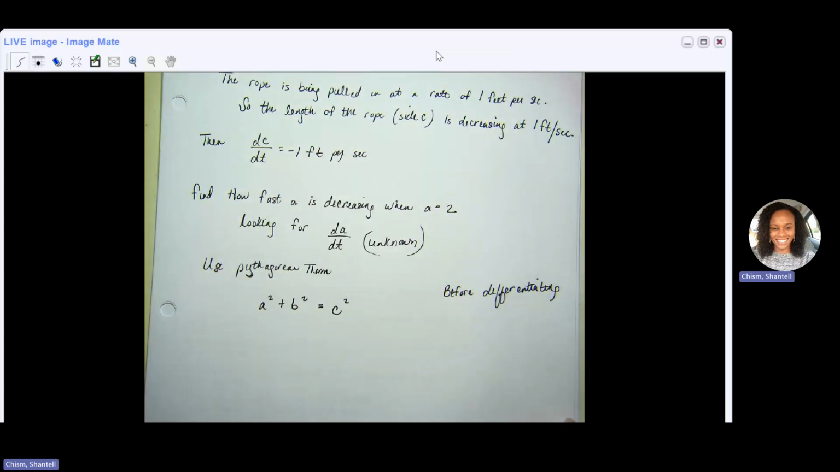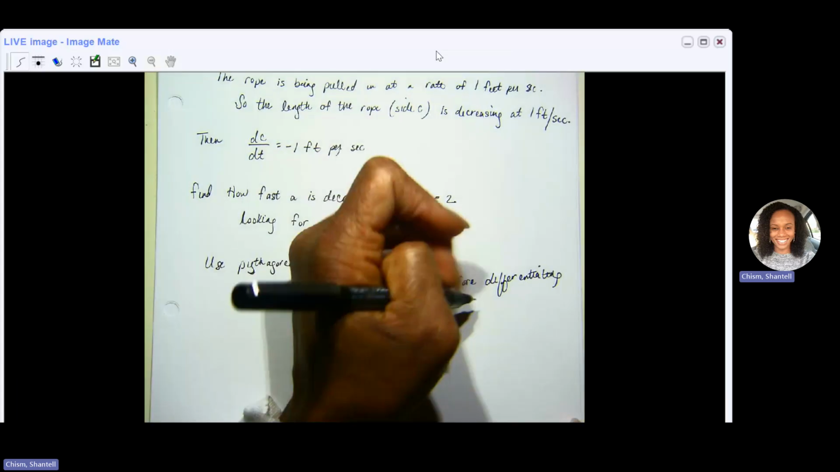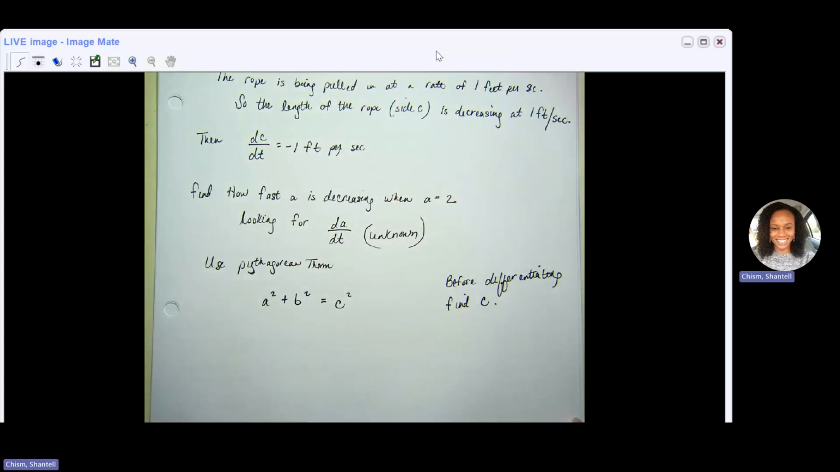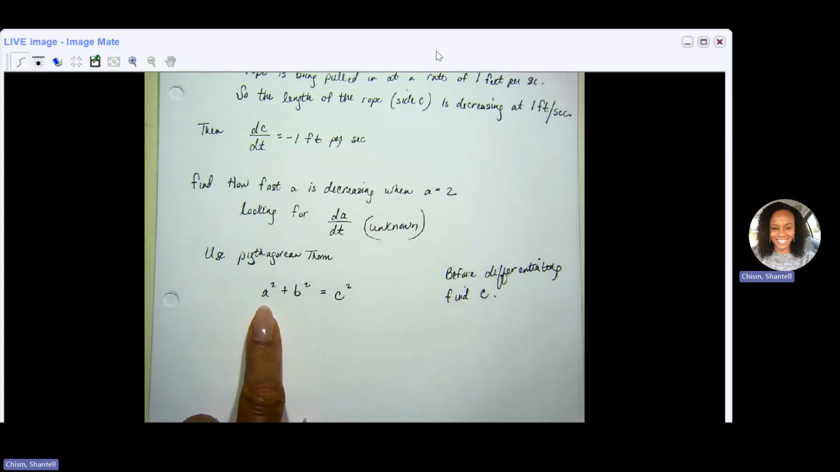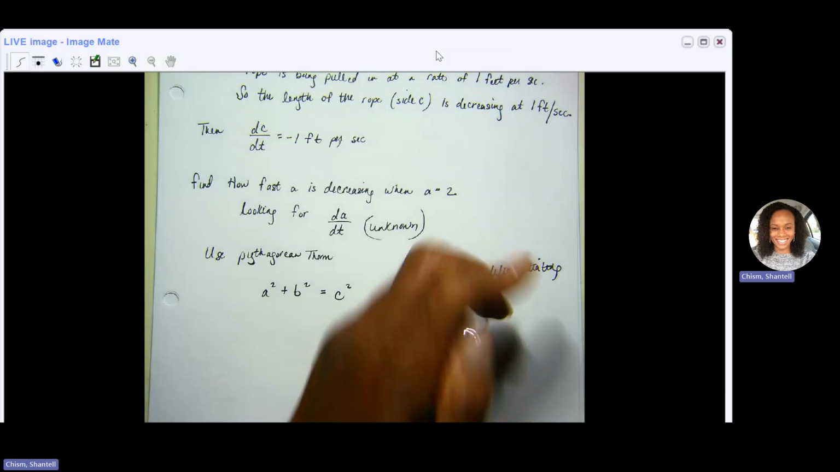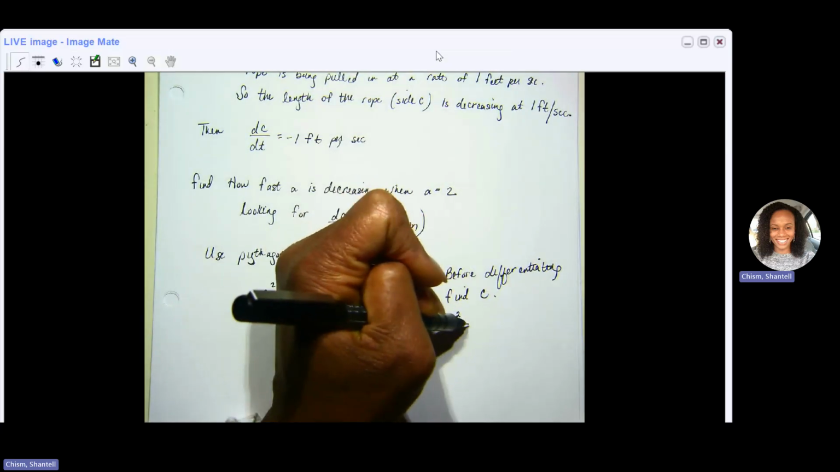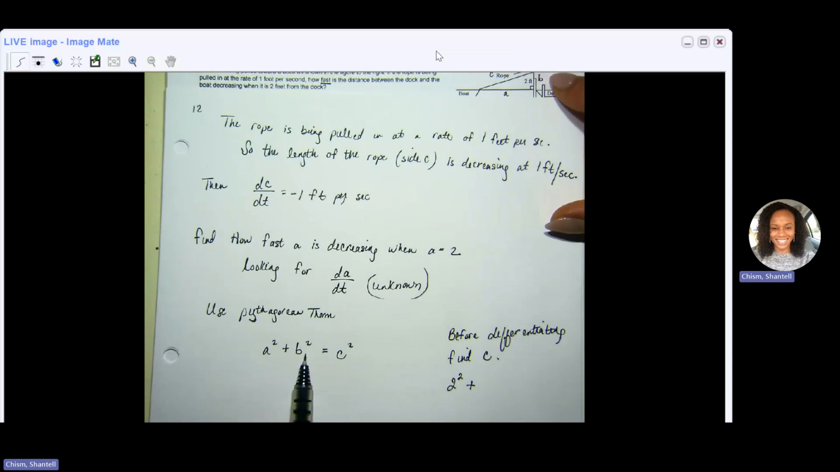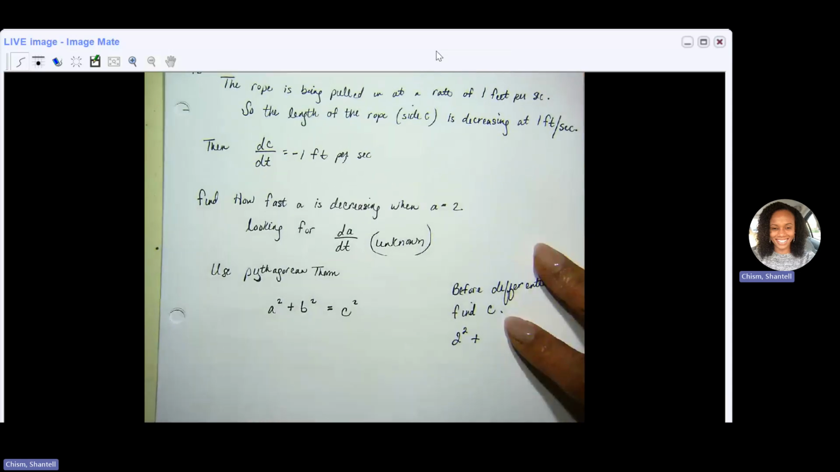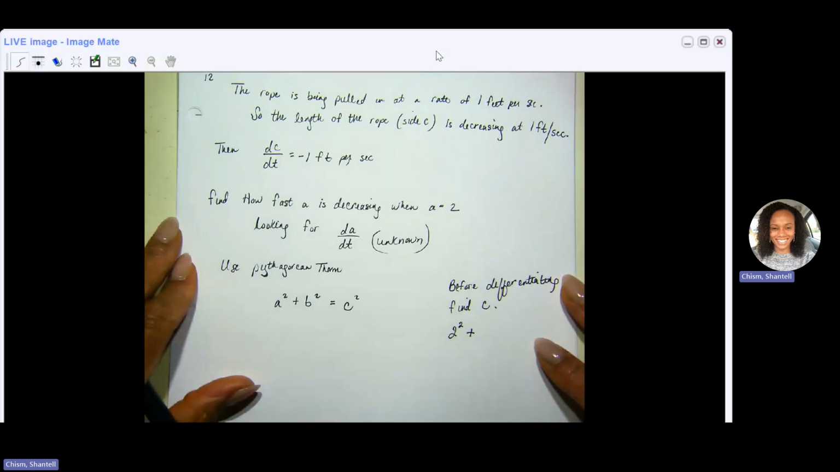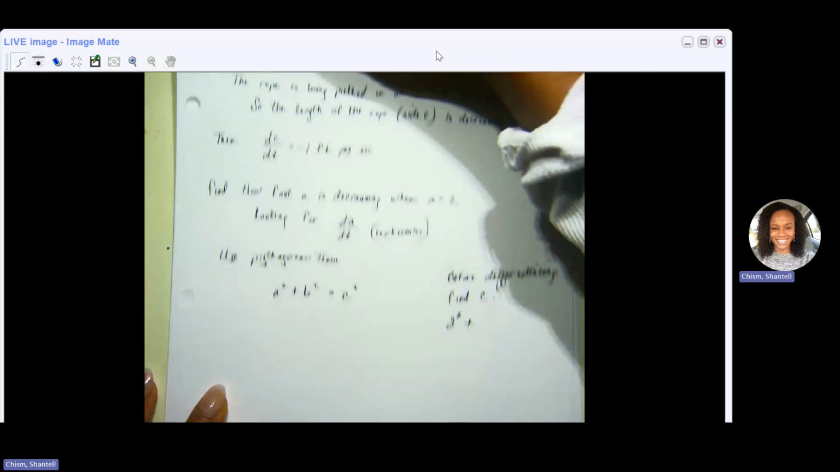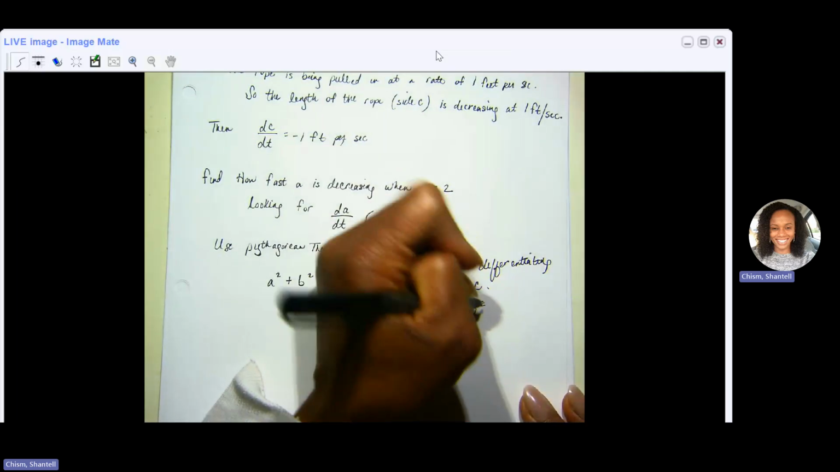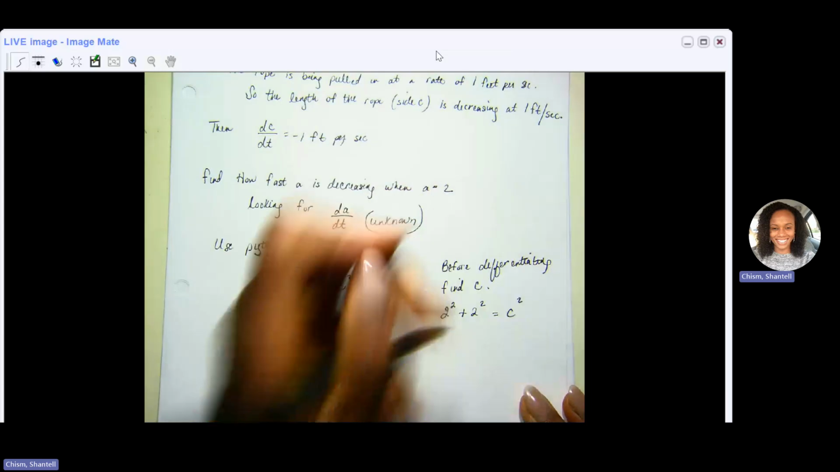Got it. Before differentiating, find C using the Pythagorean theorem. So I know we're letting A be 2, so I'm going to replace A with 2. We're told that B, this opposite side here, is 2. That was a given. That was a constant, basically. No matter what the rates are doing, that side B is 2. So that's also 2 squared, and then we're going to say equals C squared.